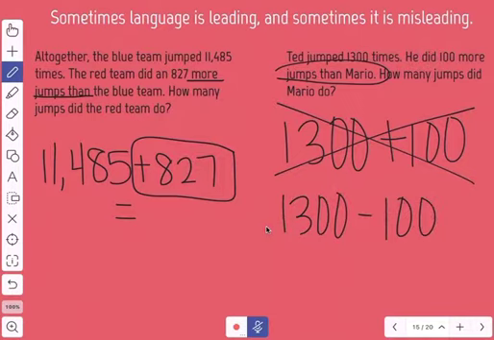So that's an example of misleading language. It uses the word more than, which would indicate to a lot of people that you need to add. But when we're examining a problem, we can't just pick out words. We have to look at those words within the context of the problem. So this is an example of leading, and this is an example of misleading. So I really want you to write these two down. So I'm going to pause and do that now.